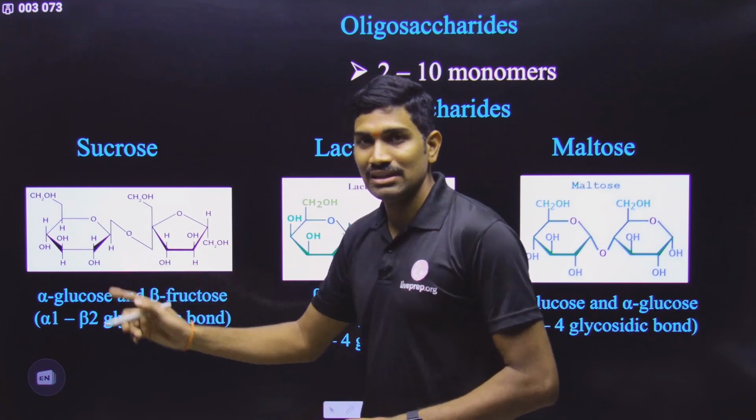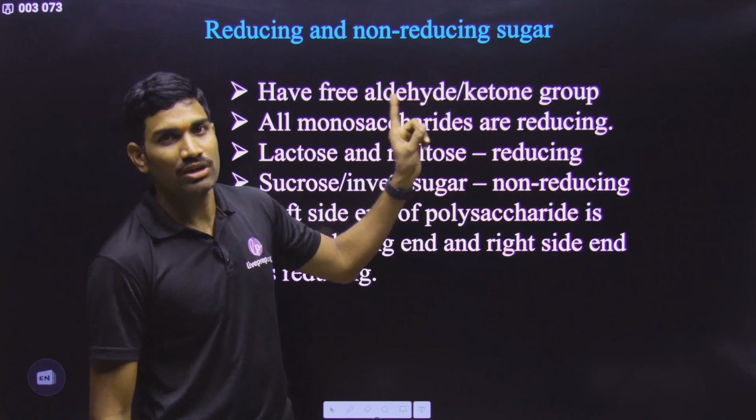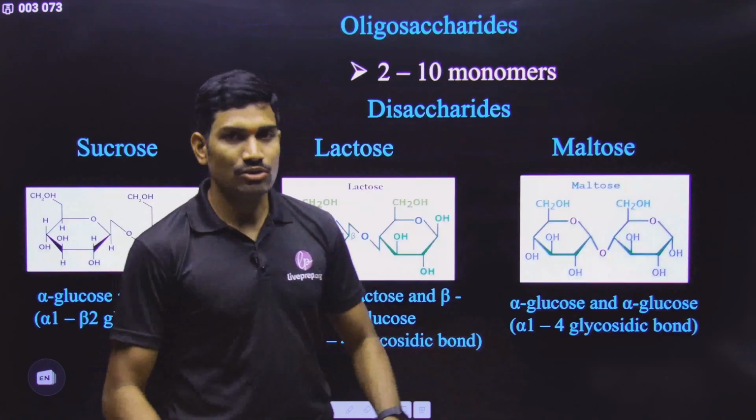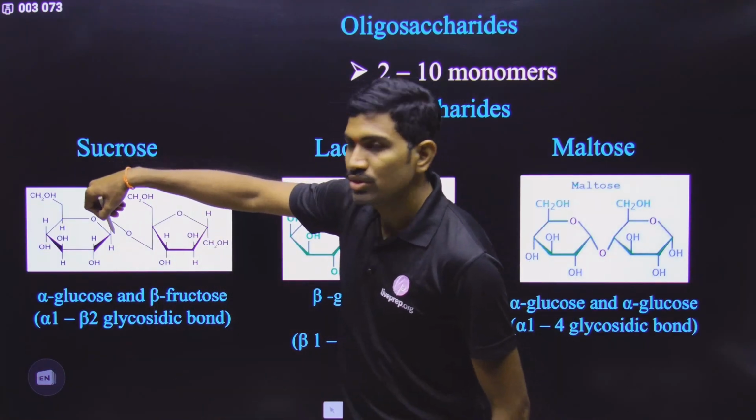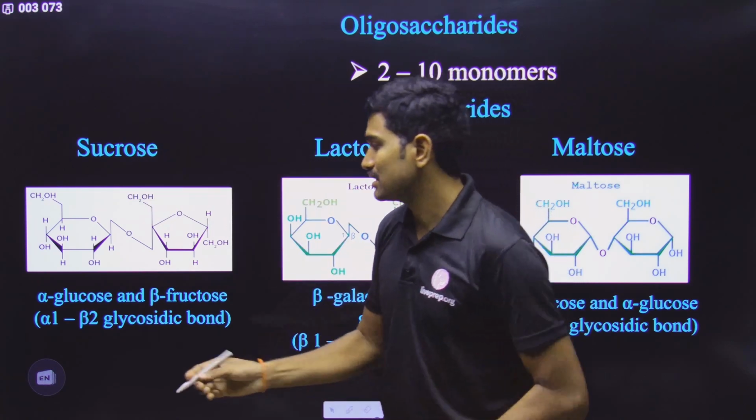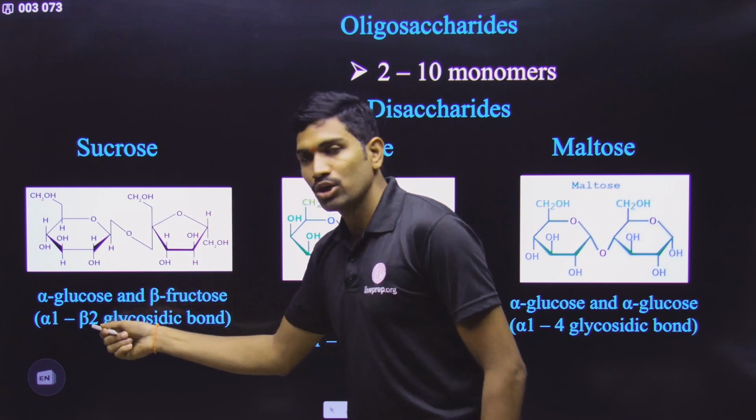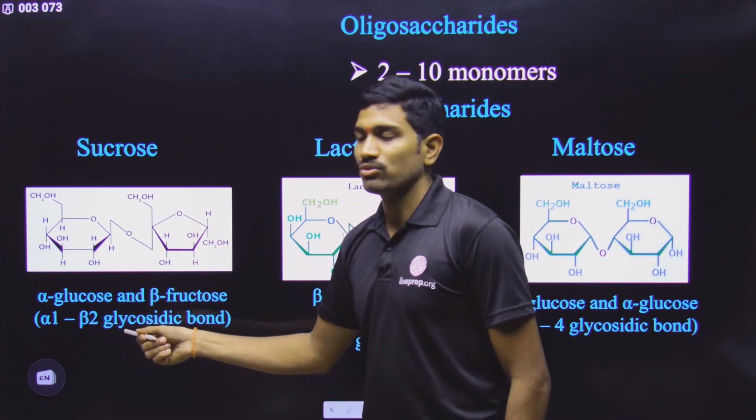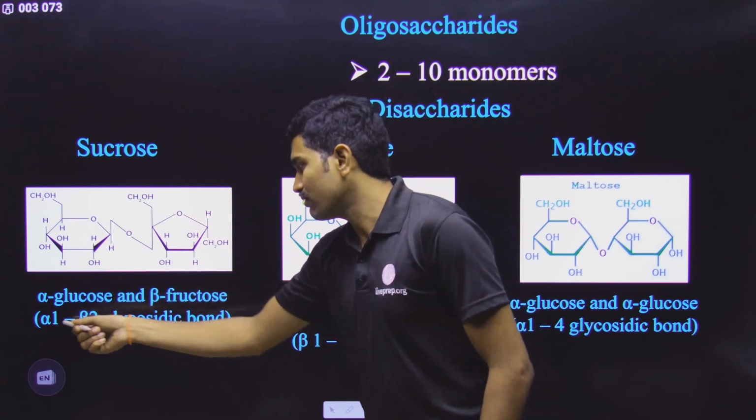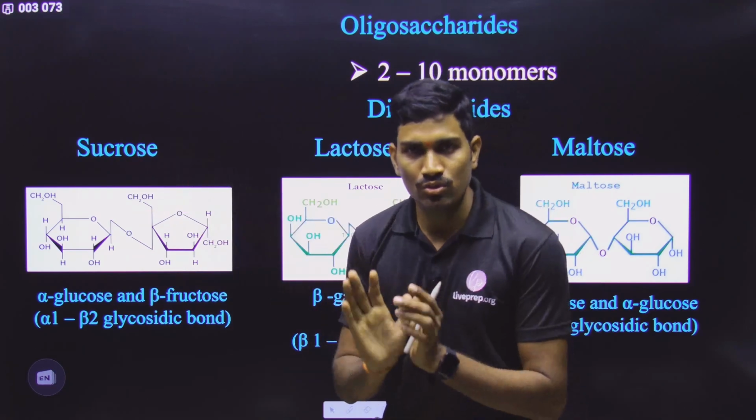Its significance, I will tell you after completion of this. I will talk about reducing and non-reducing sugar. At that time I will tell you. So please remember, in sucrose, first carbon of glucose and second carbon of fructose, both of them are linked. That's why it is alpha 1 of glucose, beta 2 of fructose. These two are involved in the bonding. So alpha 1 beta 2 glycosidic bond. So it is called sucrose.